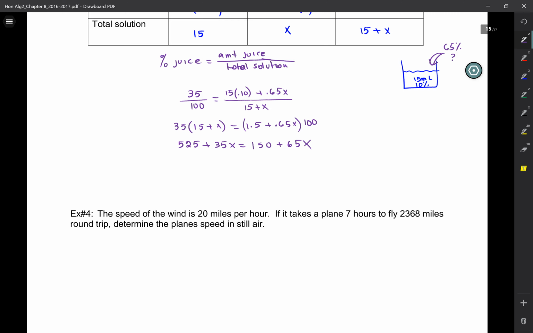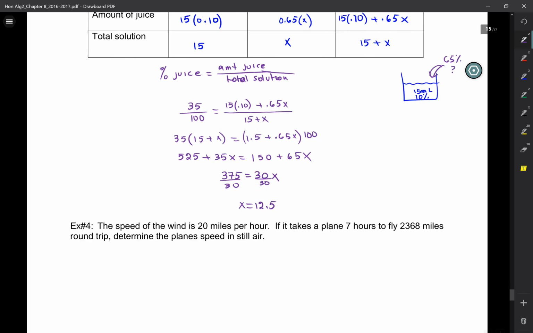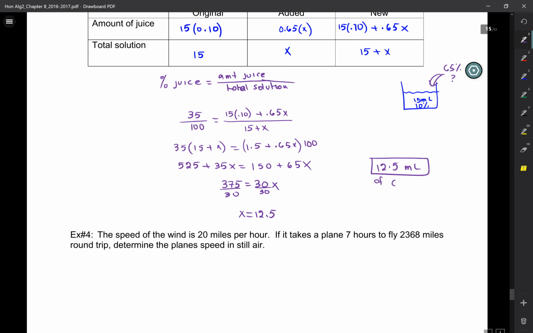Okay? Subtracting 150 gives me 375 equals, subtracting 35x gives me 30x. Divide by 30, divide by 30. X is 12.5. Okay? What were we looking for here? How much of the solution must be added to create the fruit punch? So it's 12.5 milliliters of the 65% solution.